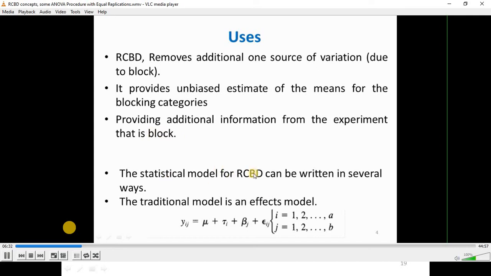When you see the statistical model for this design, there is an additional factor or additional variable, the block. That means the dependent variable is a function of the population mean, treatment effect, block effect, and error effect. But in the case of CRD, there was no block effect.